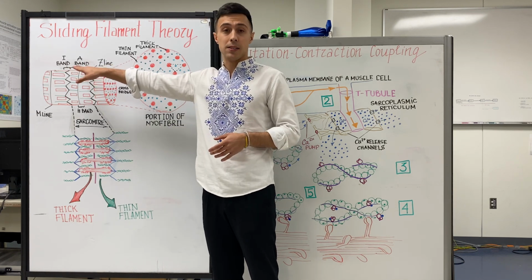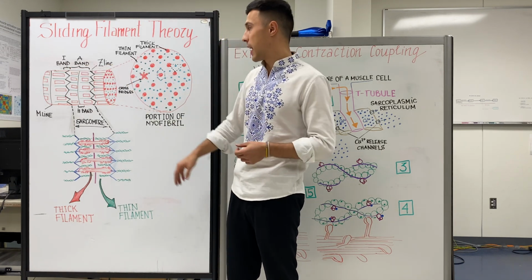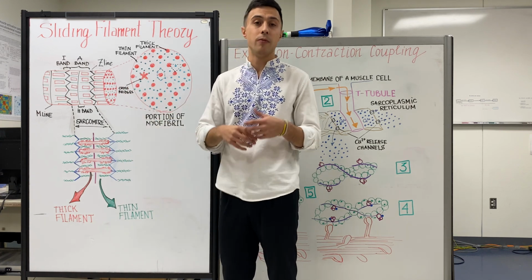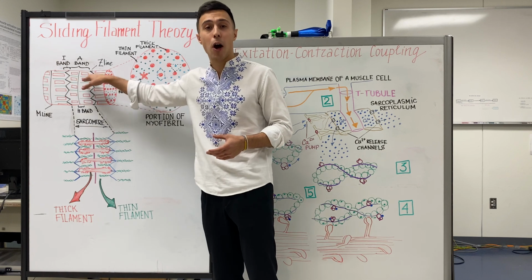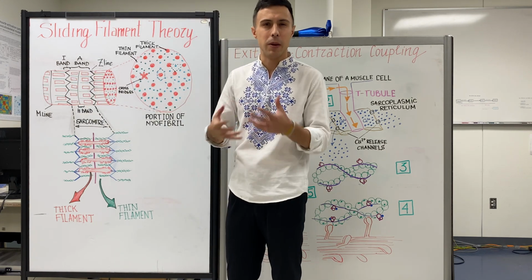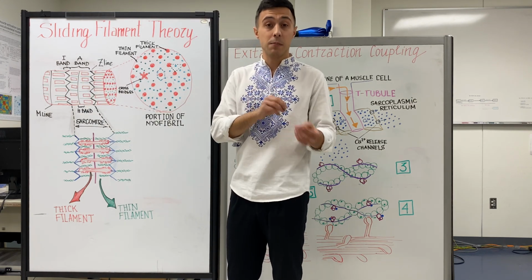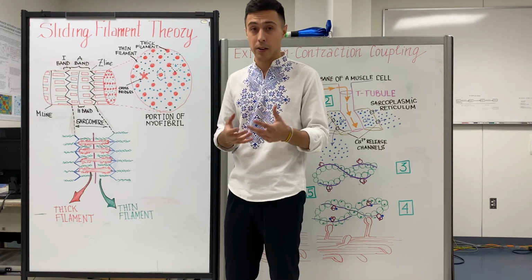Now the I band is a brighter band and it captures only part of thin filaments. So what makes the difference in color is a thick filament. Thick filament makes it a little bit darker. Absence of thick filament makes it a little bit lighter.